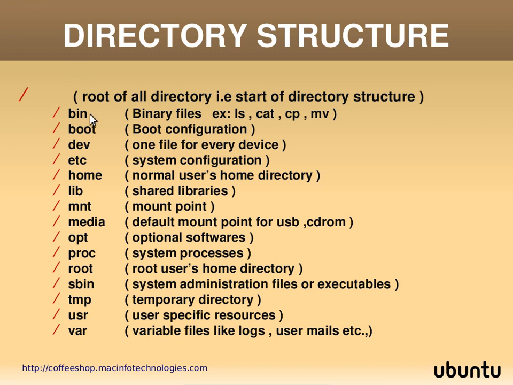And we have bin. This is under slash. You can see this is the slash directory, and under that there's a bin directory. So it's not slash bin, it's under the slash that we have a bin directory. This bin directory contains the binary files. The example files I have given here are the ls command, the cat command, and cp, the most used commands by any user on a system.